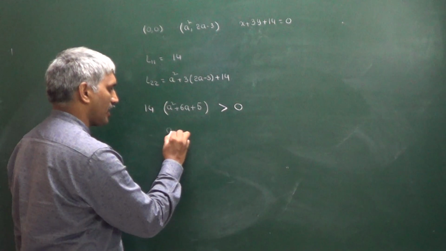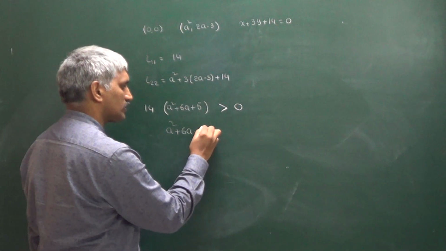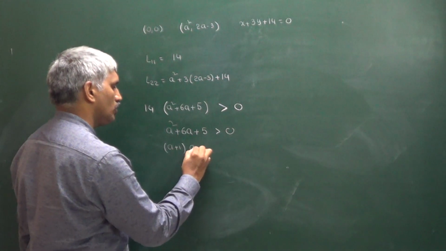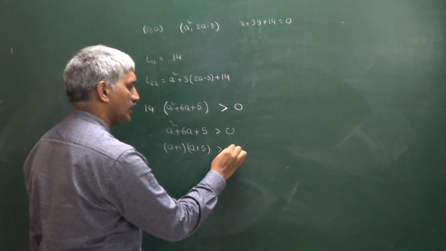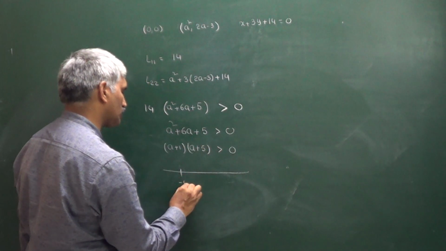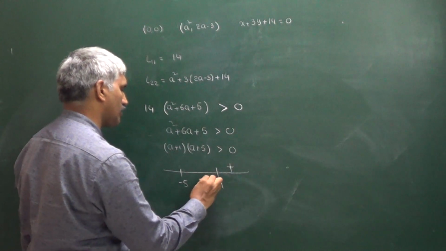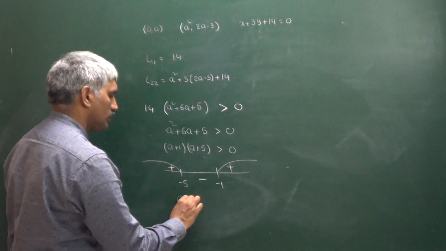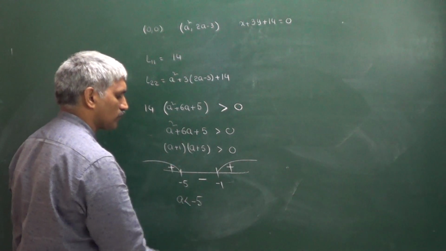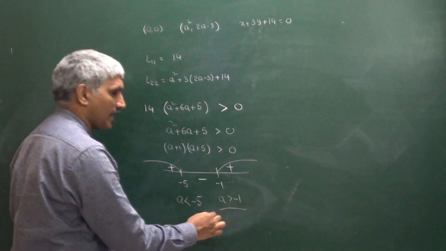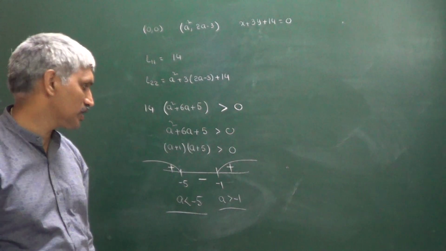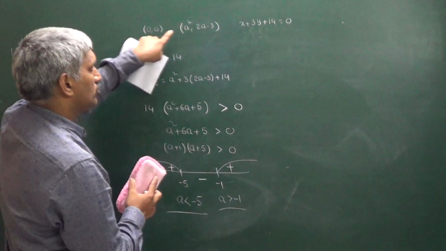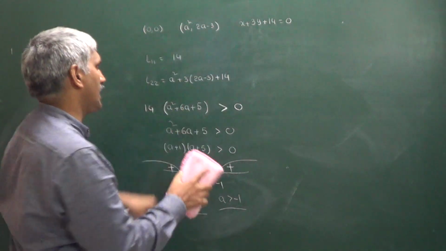So we got a² + 6a + 5 must be greater than 0. Now factorization: (a + 1)(a + 5) must be greater than 0. You know the number line, this is minus 5 and this is minus 1, plus minus plus. Greater than 0 means we have to consider the positive portion. That's why the range of a: a is less than minus 5 and at the same time a is greater than minus 1. That is the range of a, so that these two points lie on the same side of the line.